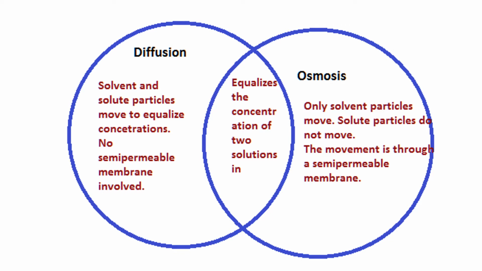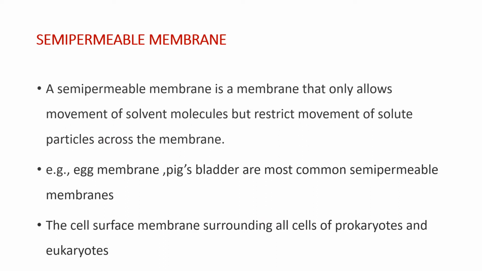The second difference is that in the case of diffusion, no semi-permeable membrane is involved. But in the case of osmosis, the movement is through a semi-permeable membrane. Then what do you mean by semi-permeable membrane?